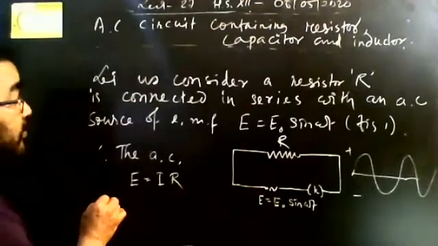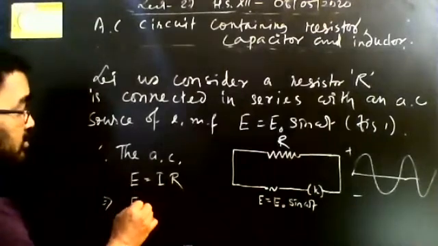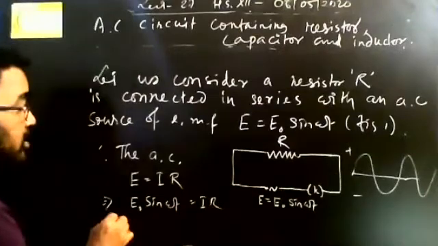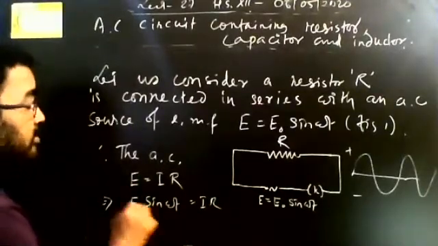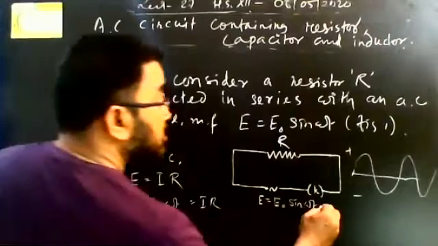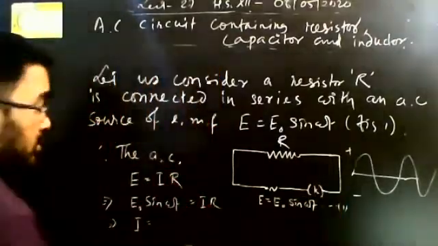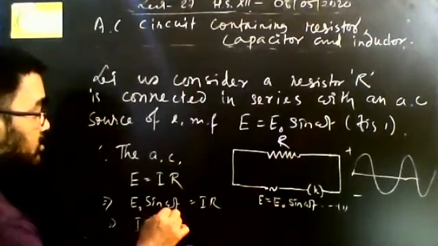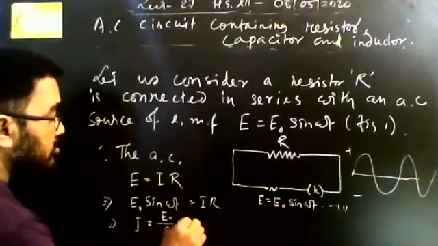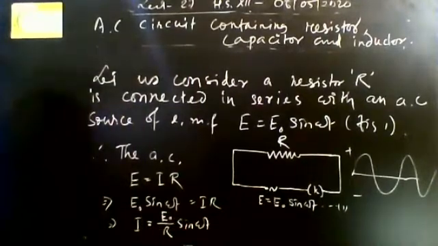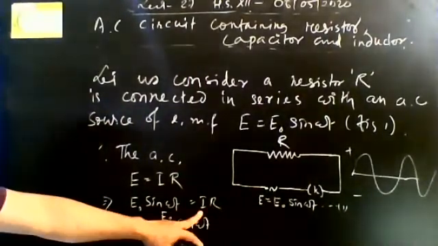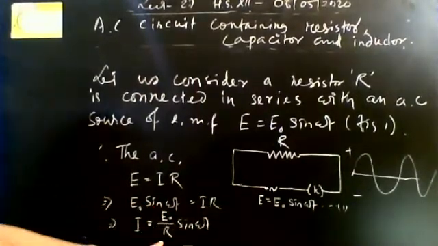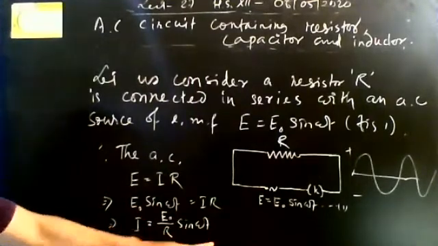So E is equal to E naught sine omega t is equal to IR. So we are in need of current, suppose I. This is equation number 1. I is equal to E naught by R sine omega t. Dividing the left hand side by R, it will come to this side. So E naught by R sine omega t.